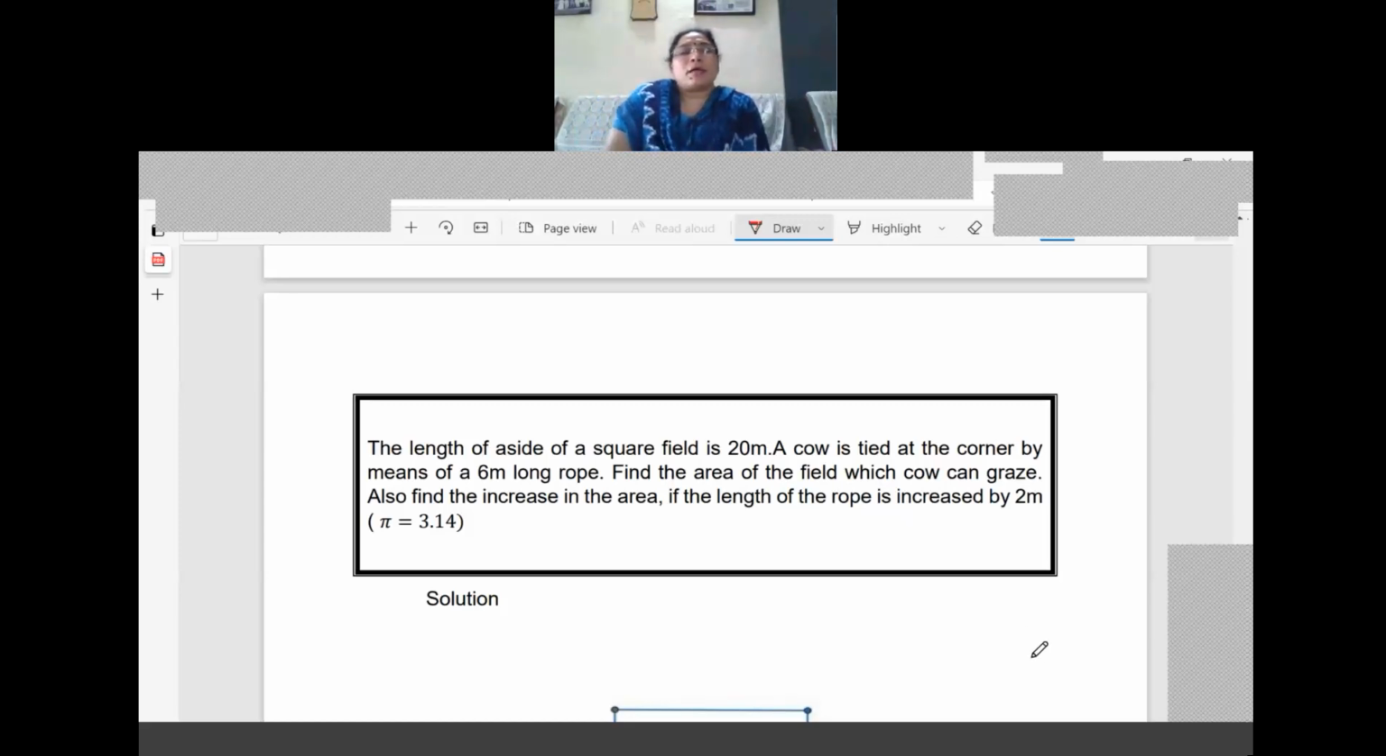Next question. The length of a side of a square field is 20 meter. A cow is tied at the corner by means of a 6-meter long rope. Find the area of the field which cow can graze. Also find the increase in the area if the length of the rope is increased by 2 meter. Pi value should be taken as 3.14. Right?